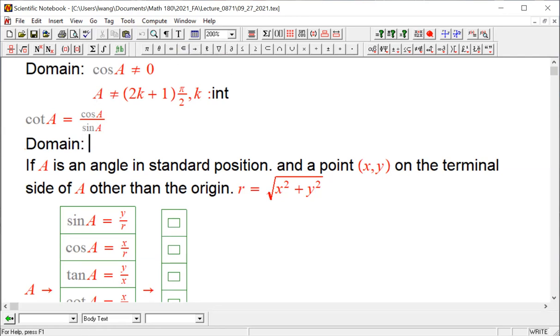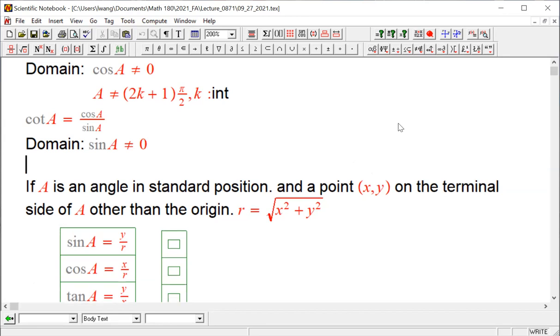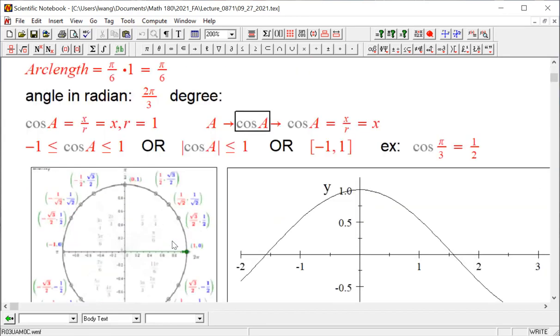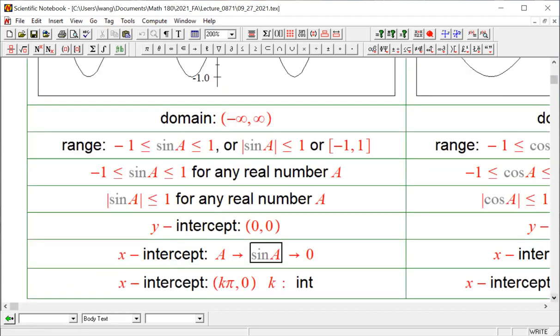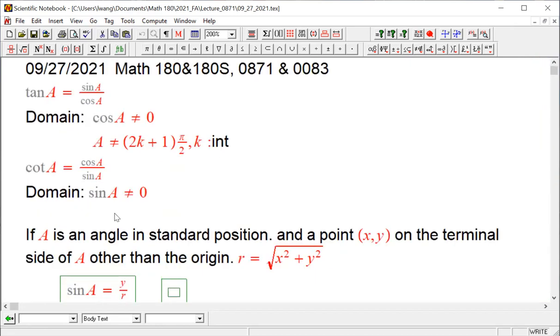Well, sine A cannot be 0, right? Because it's in the denominator. And what makes sine A equal 0? We go back to the table. What makes sine A equal 0? K pi. Are you guys with me? You see how naturally they're connected? So A cannot be what? K pi. And of course, K is any integer.